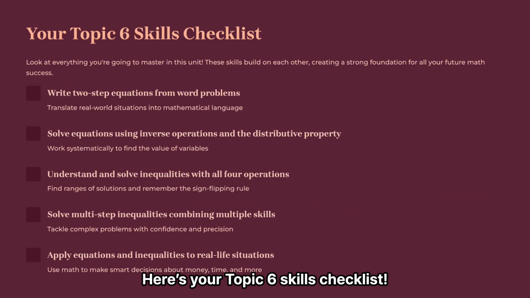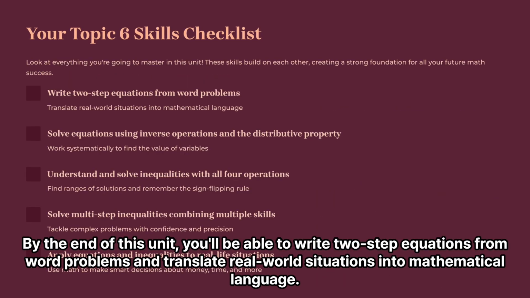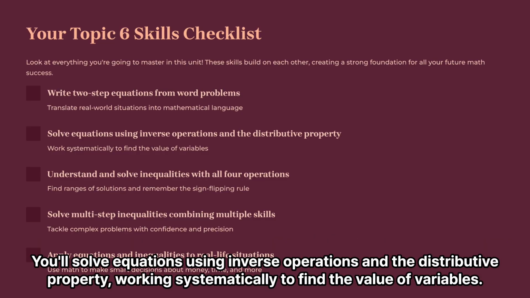Here's your Topic 6 skills checklist. By the end of this unit, you will be able to write 2-step equations from word problems and translate real-world situations into mathematical language. You will solve equations using inverse operations and the distributive property, working systematically to find the value of variables.